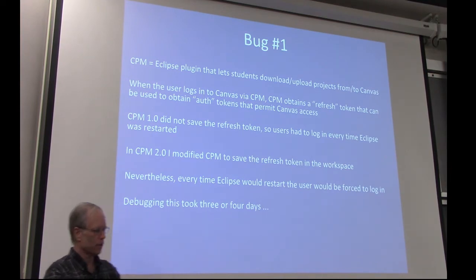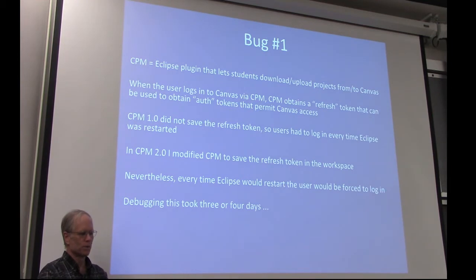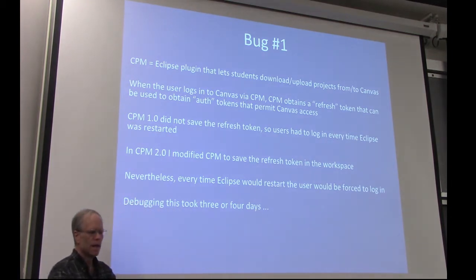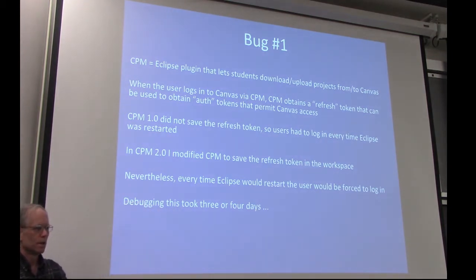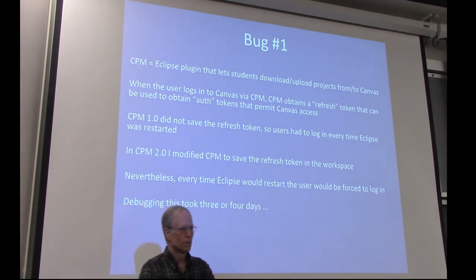So I created CPM 2.0, and what I did was, when the refresh token was obtained, I saved it into the workspace. So that as long as that workspace existed, even if you killed Eclipse and started over again, you could still get into Canvas without logging in. Nevertheless, it didn't work. Every time Eclipse would restart, the user would be forced to log in. And it took me 3 or 4 days to figure out what was going wrong.